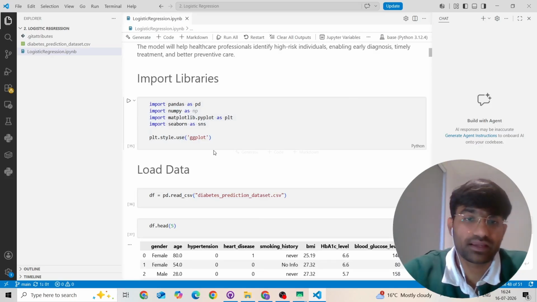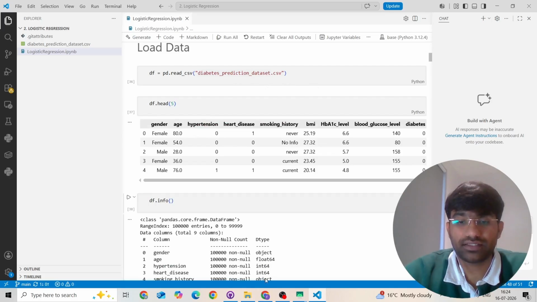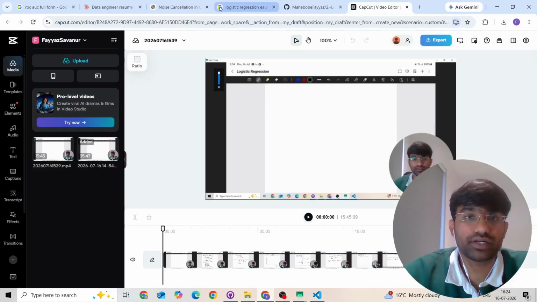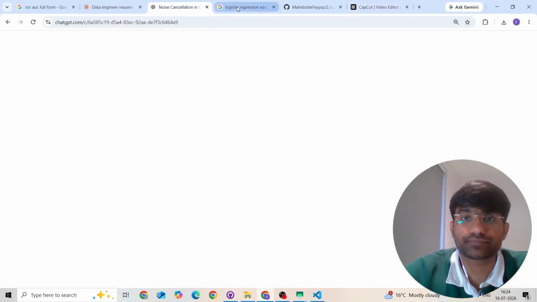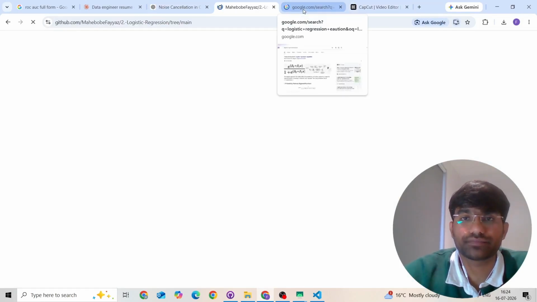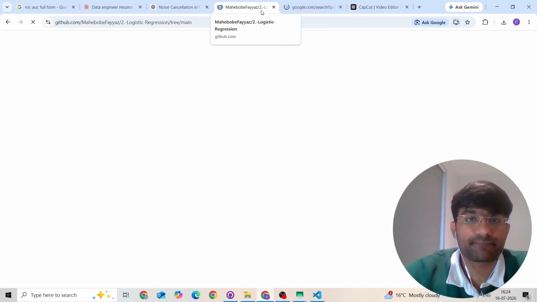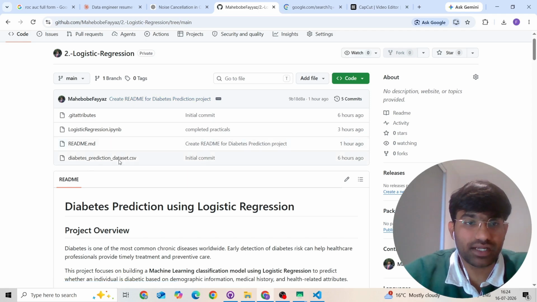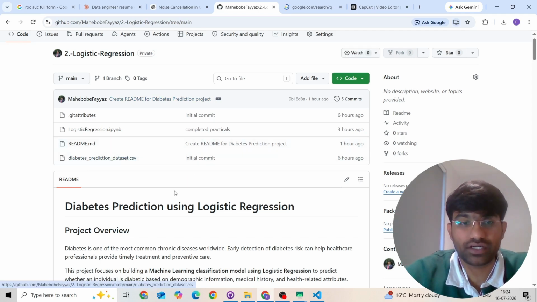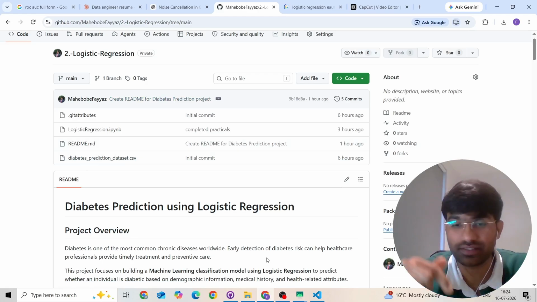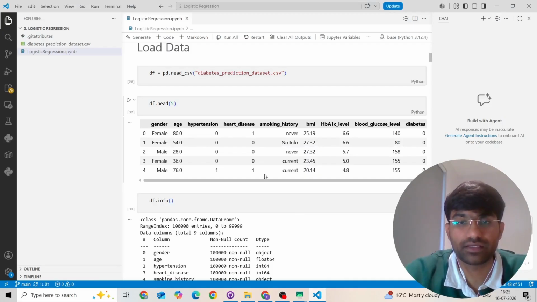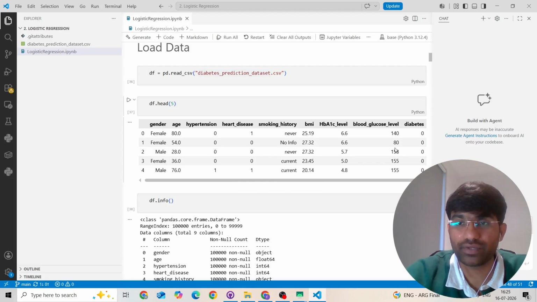Okay, I loaded the data. I have downloaded this data from Kaggle. I have also uploaded the data in my GitHub account. Yeah, here it is, the diabetes prediction dataset.csv. You can download the data from here. I will provide the link in the description. So see the columns here. We have gender, age, hypertension, and so on, and diabetes 0, 1.